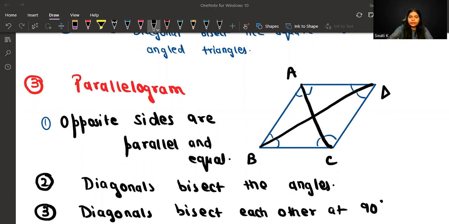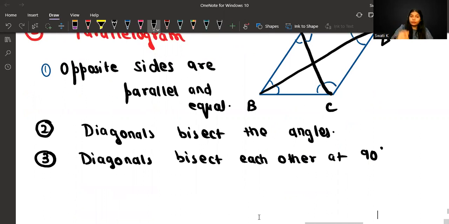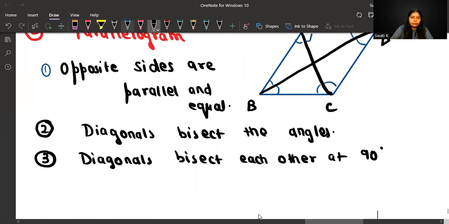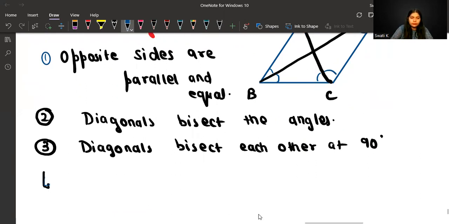Next, we can write down that basically, of course, all the angles are 360 degrees if you do the sum. So the sum of angle A plus angle B plus angle C plus angle D, that is going to be 360 degrees.